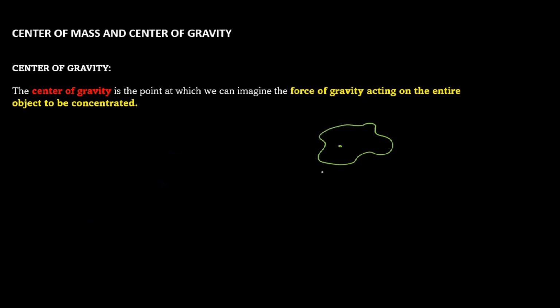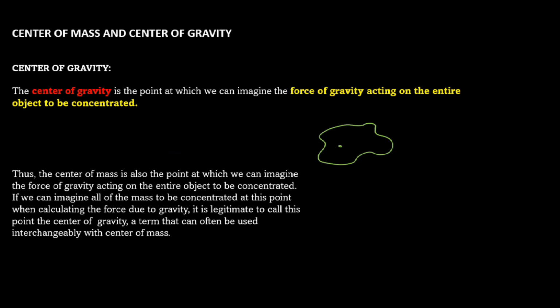Because force of gravity acting on an object is the weight of the object. And weight of an object will be concentrated at a point where the mass is concentrated. And where the mass is concentrated, that point is your center of mass. So in objects which are not very large, center of mass and center of gravity generally coincide with each other. So I can consider this point as center of mass, and this will also be the center of gravity for the object if this object is not very large. So they are terms which can be used interchangeably, center of gravity and center of mass.